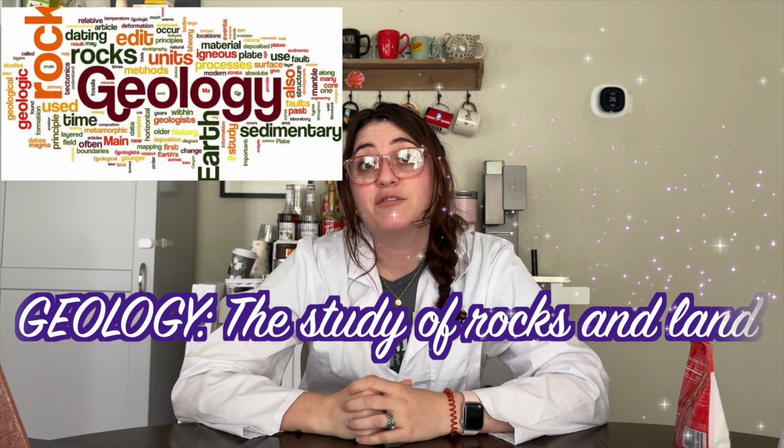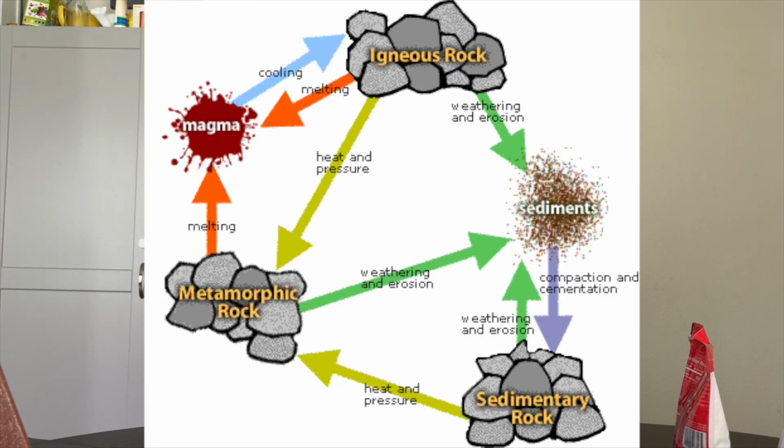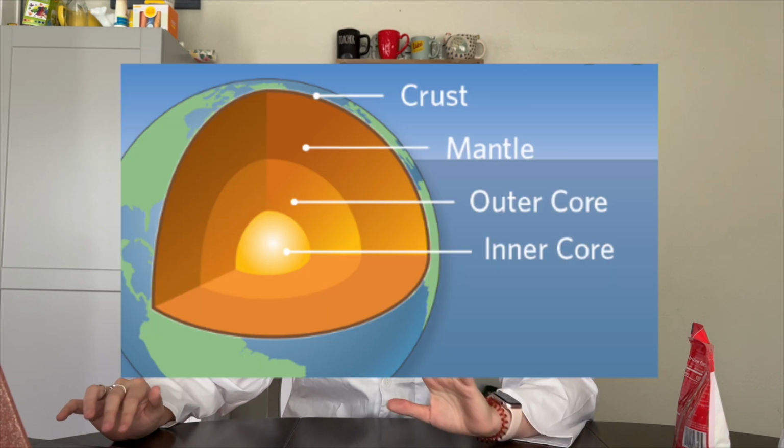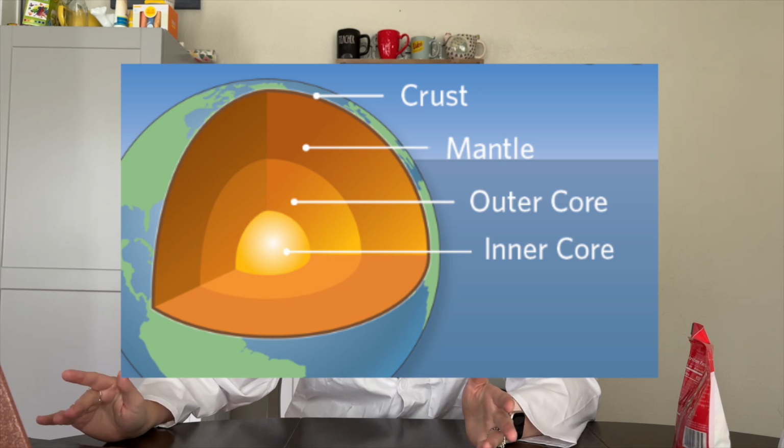Our concept today is going to be about geology. If you don't already know, geology is the study of rocks and land. Specifically today, we are going to talk about the rock cycle. I did a video a few videos ago on plate tectonics, where I talked all about the Earth's layers and tectonic plates. Today, I'm going to talk specifically about the rocks that are underneath the Earth's top layer, which is the crust.